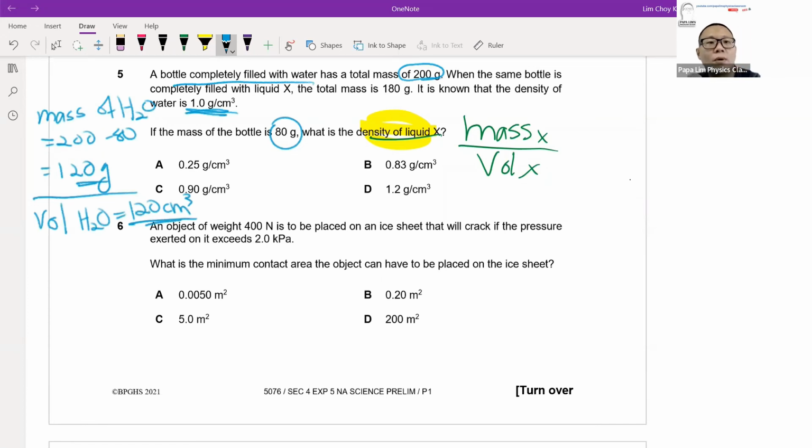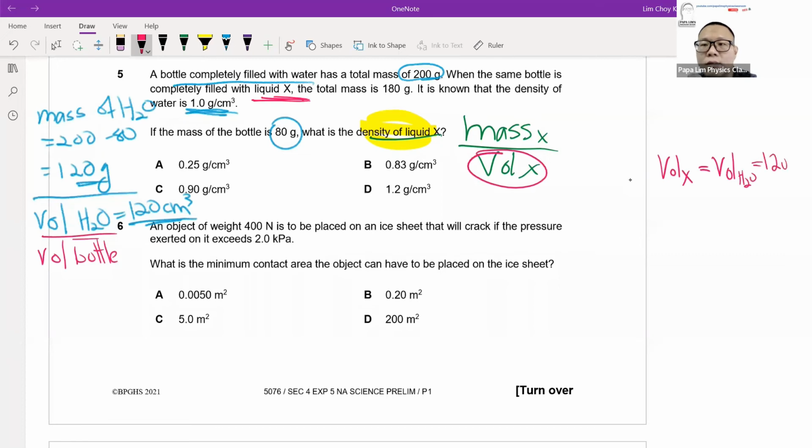And why is this important? Because once I know the volume of the water, which is the volume of the container, the volume of the bottle, they are the same value. And with the volume of water known, I will be able to identify the volume of X in the liquid, because after that, the bottle is filled with X. So the volume of X is the volume of H2O, which gives me 120 centimeter cubed. So the volume of X is known already.